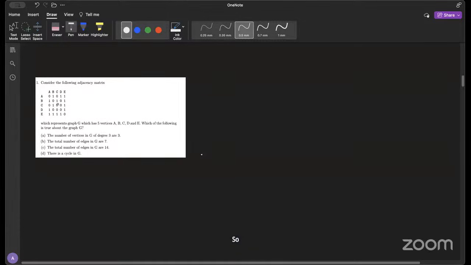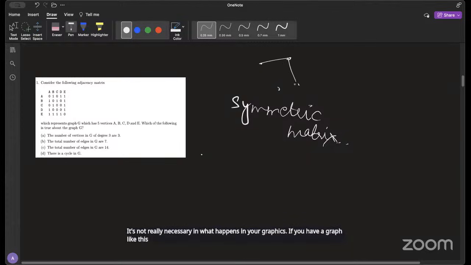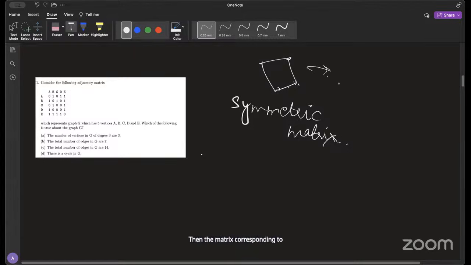So firstly, this is a symmetric matrix. In this question, it has not been specified, but it's not really necessary. What happens in your graph is, if you have a graph like this, and if it's not directed, then the matrix corresponding to this, the adjacency matrix, is a symmetric matrix, right? Because you consider it both ways, kind of.